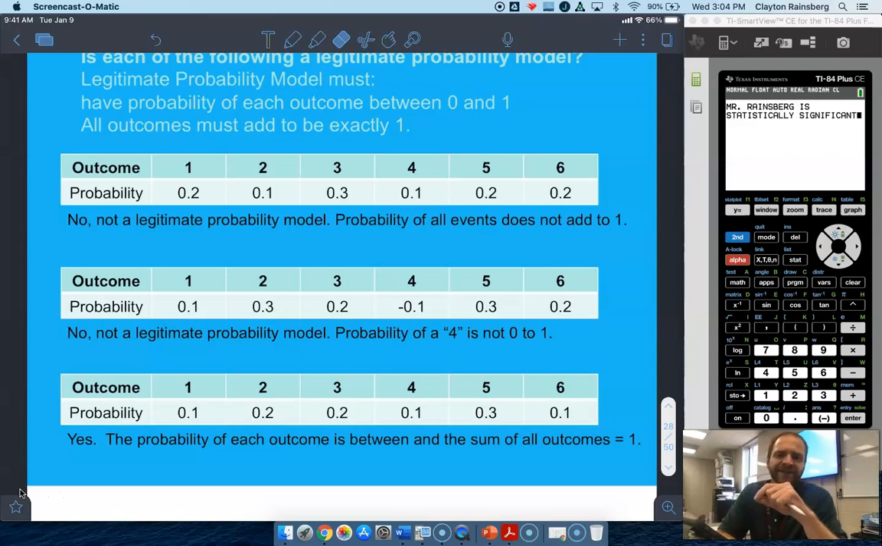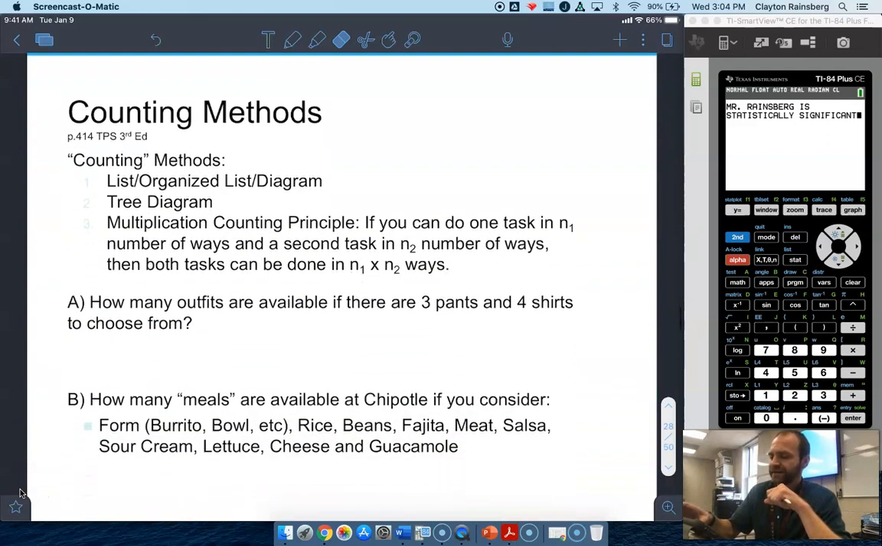I'm going to say yes, but not just end with yes. I'm going to tell you why. Because each outcome is between 0 and 1, and the sum of the outcomes is 1. It fits both criteria. So let's look at the different counting methods.